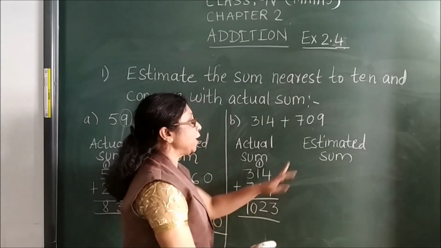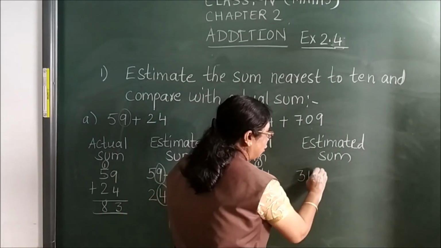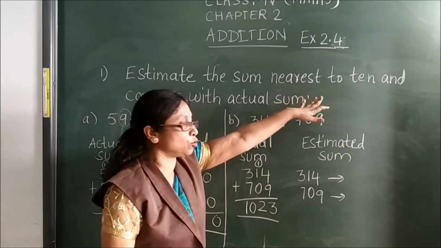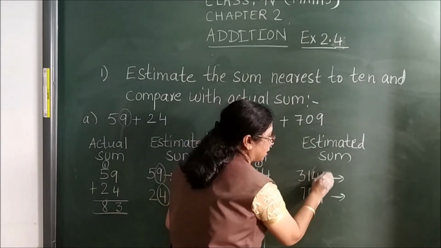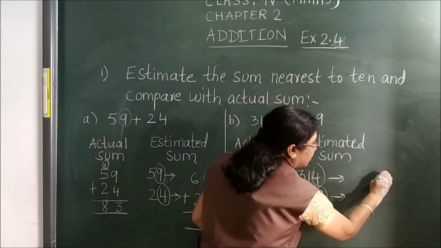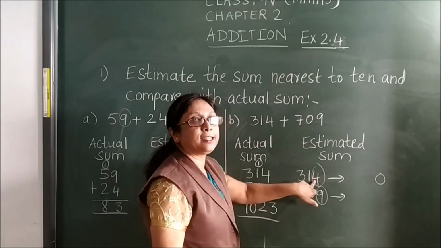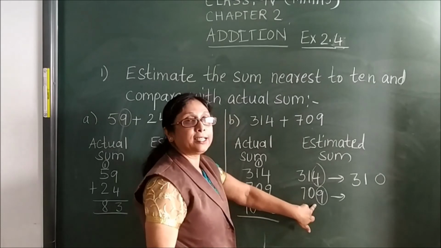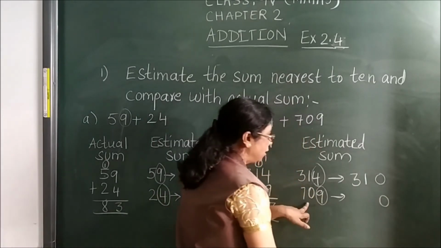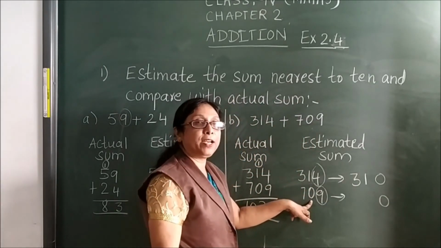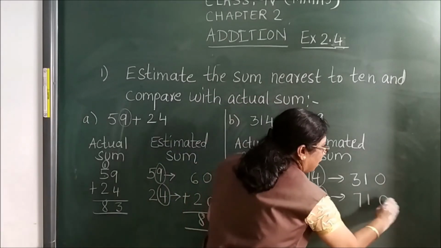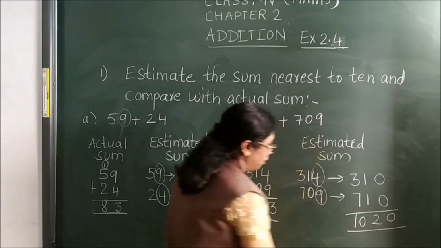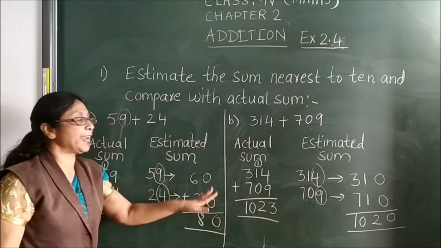Okay? Now when you have to estimate the number, again we have to round up nearest to 10. So 1 digit you will circle. We will put here 0. Now see, the circle digit is less than 5. So outside number will come as it is. Here circle digit is more than 5. So outside number you have to add 1. 70 plus 1, 71. When you add, what you will get here? 1020. So this is the estimation and actual sum.